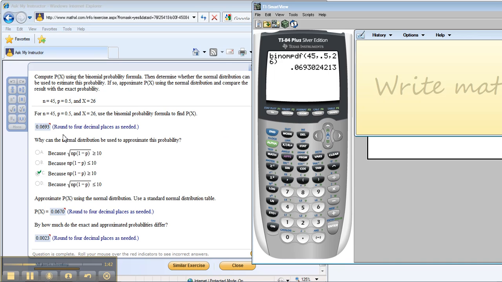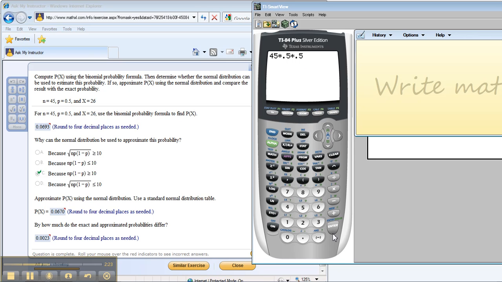So let's go on to the next part here. Why can the normal distribution be approximated? And they give us this little formula here, n times p times q greater than or equal to 10. So let's just run through that. N, again, is 45. So we're getting the same information from up here. N times P. P is times 0.5. And then we're going to multiply that times Q, or 1 minus P, which is times 0.5. 1 minus 0.5 is going to give us 0.5 here.